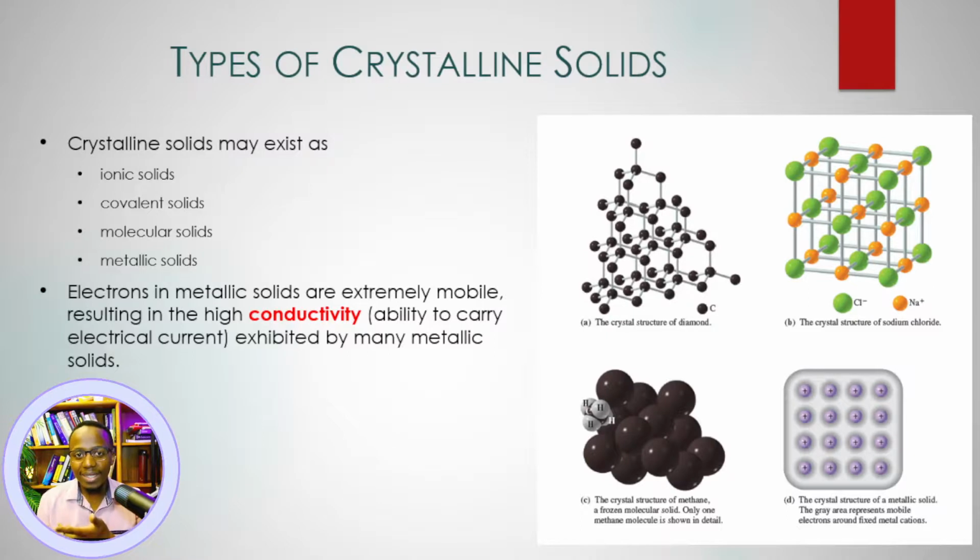Molecular solids are, well, a repeating structure of molecules, right? And then metallic solids are also what they sound like. They are metals, right? So if you have aluminum foil, it's going to be just repeating atoms of aluminum, a bunch of aluminum atoms together. Those are metallic solids.